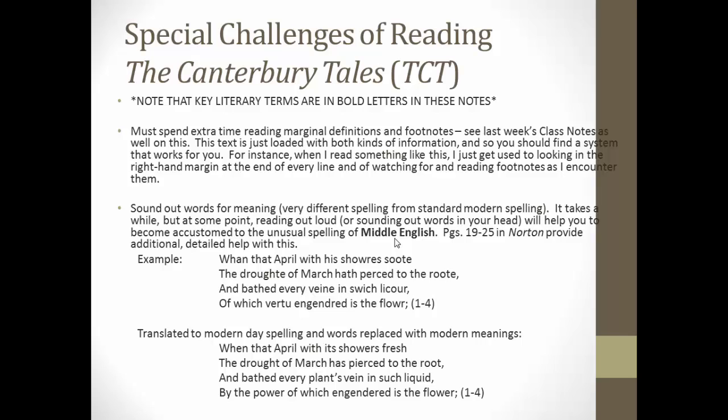So, for instance, when I read something like the Canterbury Tales, I just get used to looking in the right-hand margin at the end of every line and watching for and reading footnotes as I encounter them. I really find myself reading very differently than I do even for last week for Beowulf, that had some of this, but not really nearly as much. I would sort of glance ahead at times to see, oh great, I've got 5 lines coming up with no marginal definitions and no footnotes, and I knew I could just read through that and try to make sense of it on my own.